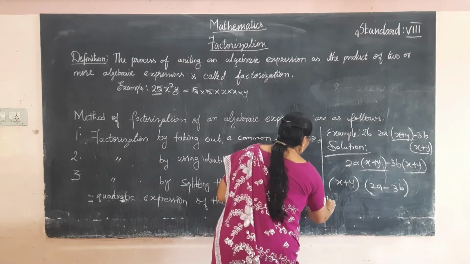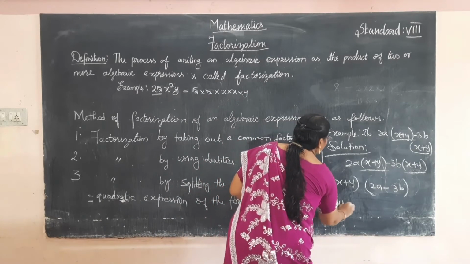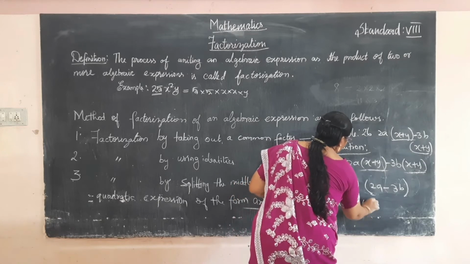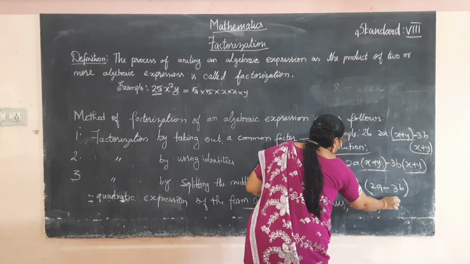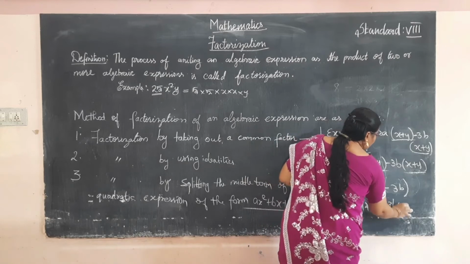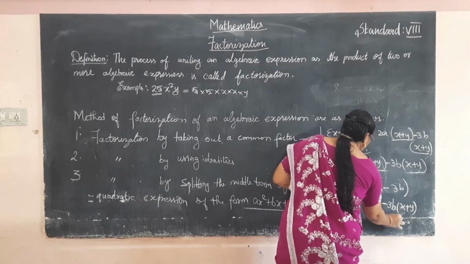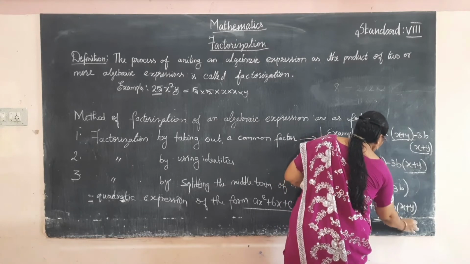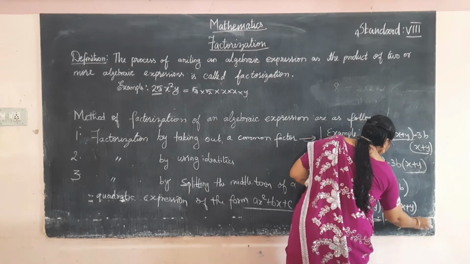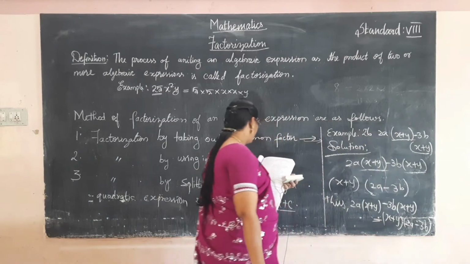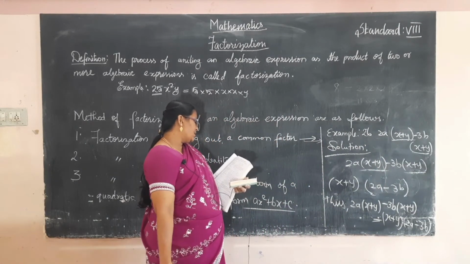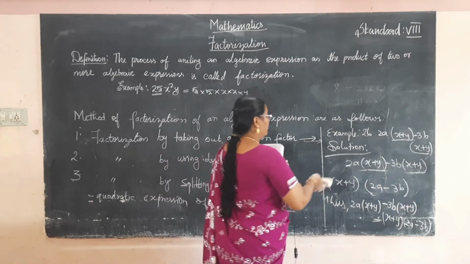We'll write this. Thus 2a(x + y) − 3b(x + y) is equal to, what are the factors? (x + y)(2a − 3b) is the factor for the given statement. Now move to example 27.